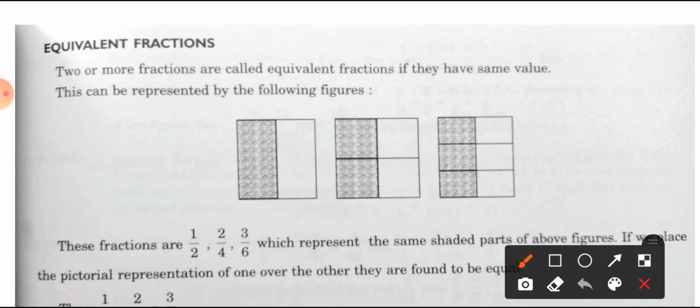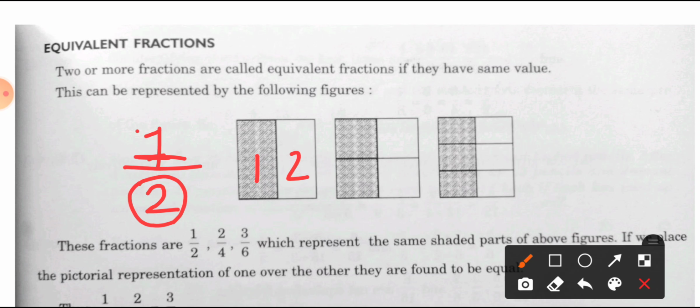The first one can be written as follows. We know how we write a fraction: the number of shaded parts upon the total number of parts. So how many total parts are there? 1, 2. So in the denominator we'll write 2. Out of 2, how many are shaded? 1. So that can be written as 1 by 2.